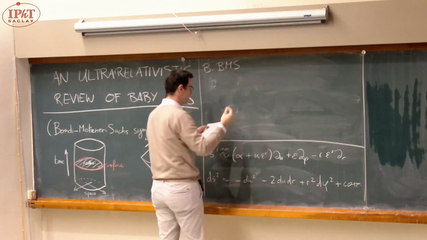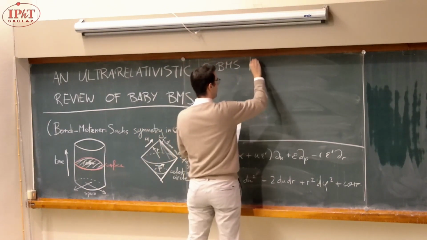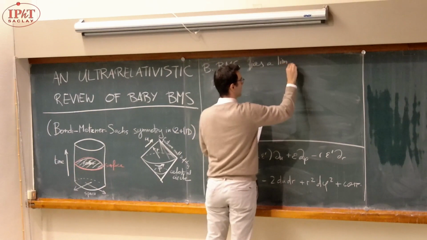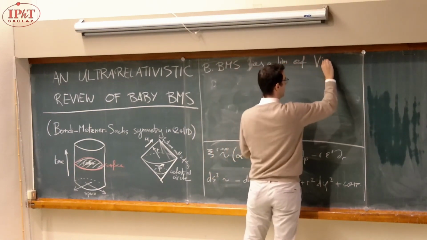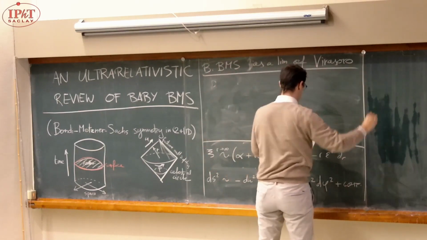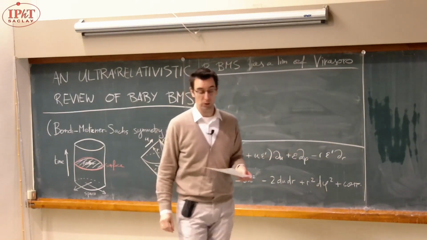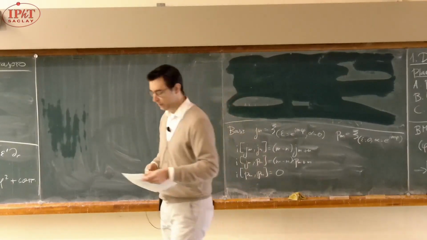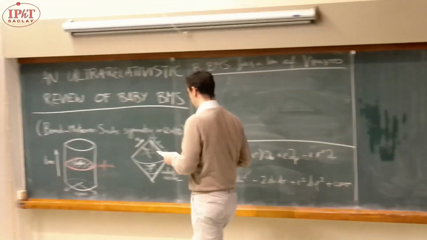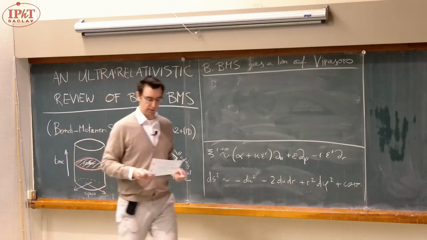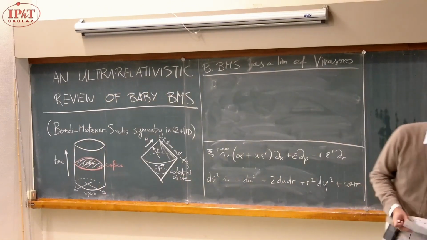Now this is subsection B of section 1: BMS as a limit of Virasoro. So I have for now presented BMS as something that extends Poincaré. Now let me take a completely different, well, ultimately the same point of view, but naively different, which is to say that instead of looking at asymptotically flat gravity, we're going to look at asymptotically anti-de Sitter gravity in 3D.